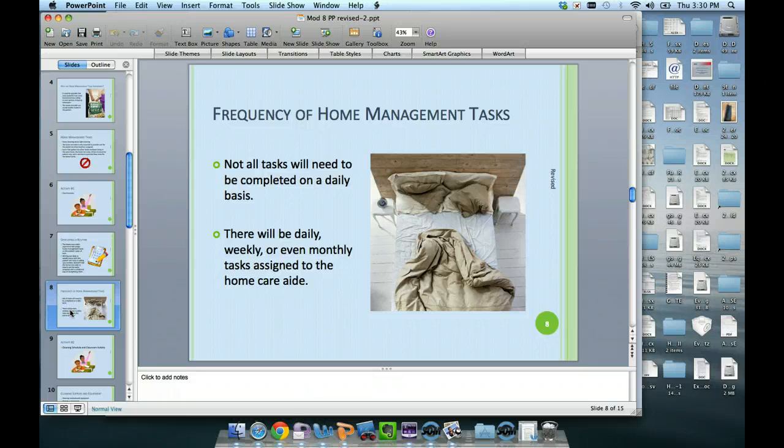So with frequency of home management tasks, some things need to be completed daily, some things weekly. If you guys think about it, you probably change the linens on your beds maybe once a week, maybe once a month, but that's your personal choice.